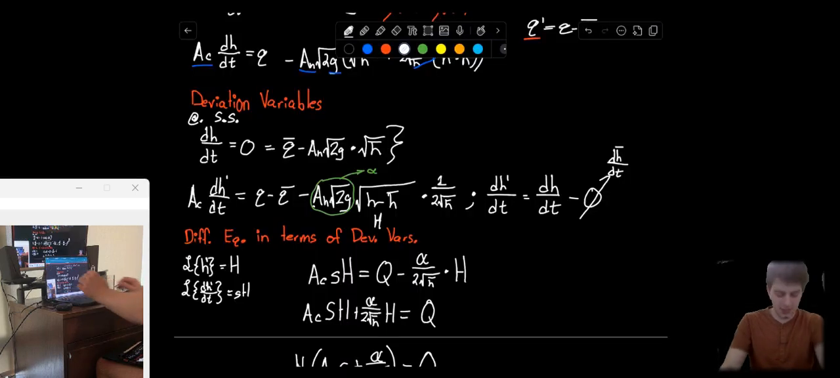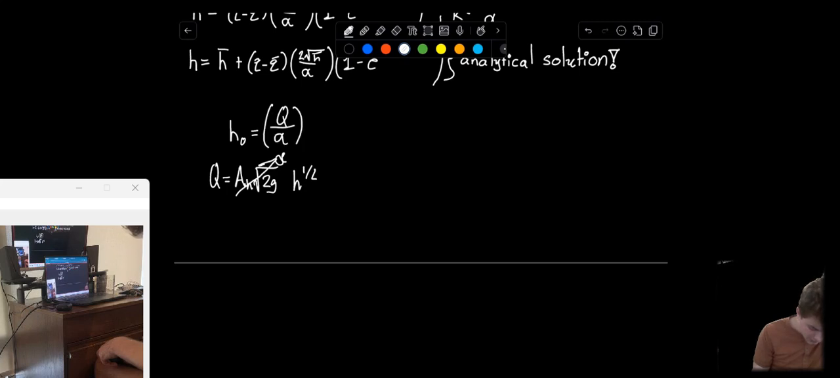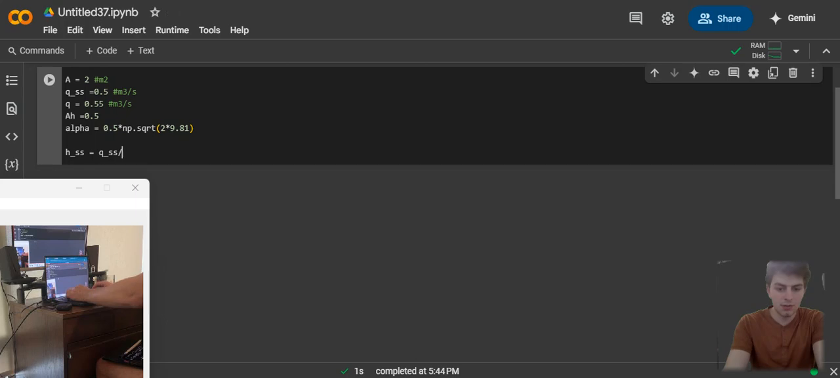Let's go back here for a second and just write it out real quick. Height at steady state is going to be, we know Q equals area of the hole times root 2g, which we're calling alpha here, times h to the 1/2 power. So it should be Q over alpha, squared.